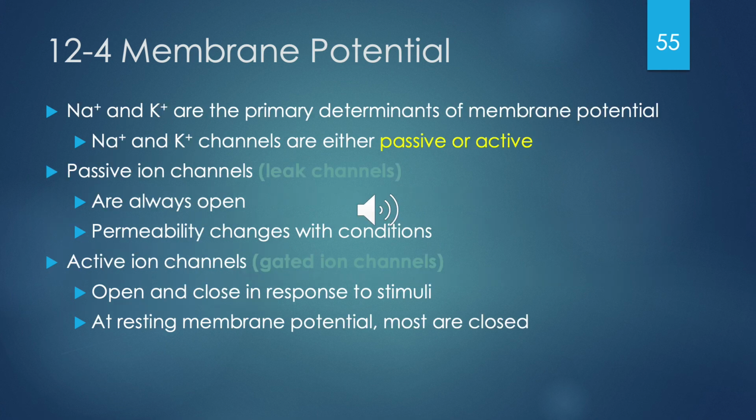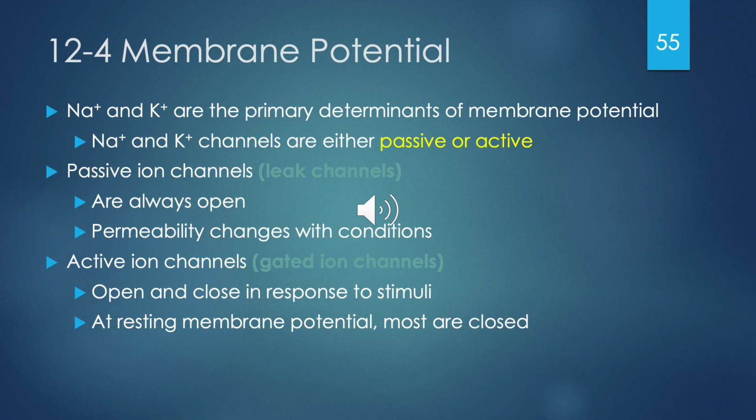The membrane potential is determined primarily by sodium and potassium. These are the 2 elements that are going to control the membrane potential. And they're going to be controlled by mechanisms that are either passive or active. So the passive ion channels are typically leak channels, and these are always open. And so the permeability will change with conditions, but they're always open, leaking small amounts of these ions.